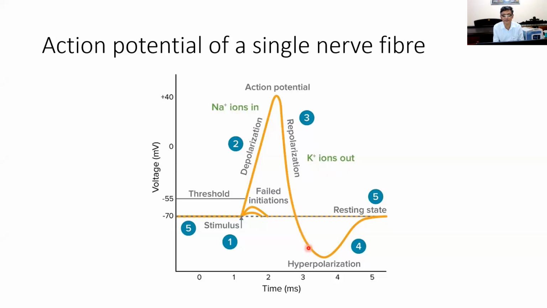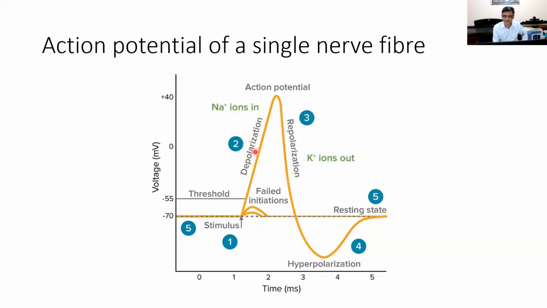It will go a little bit below, not this much. This diagram is a little too exaggerated. This is called hyperpolarized. It becomes even more polarized, and then resting membrane potential is re-established, right?